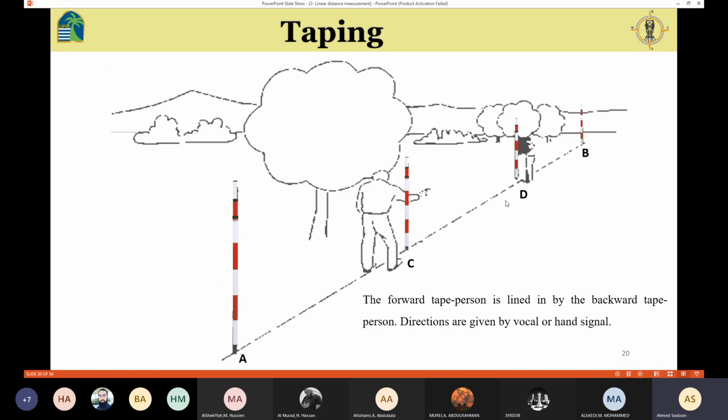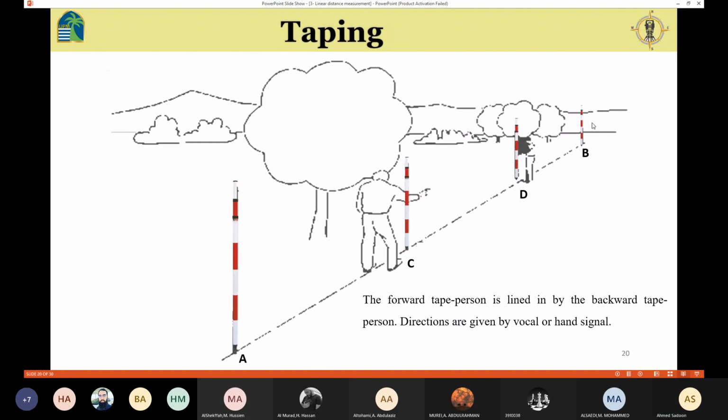Then we are going to go for another intermediate point here. Again, we repeat the process. The backward tape person is going to direct the forward tape person so that the intermediate point here is aligned to the straight line AB. If it's not aligned, then you are going to have errors. You are going to have mistakes. Your measurement is not going to be correct.